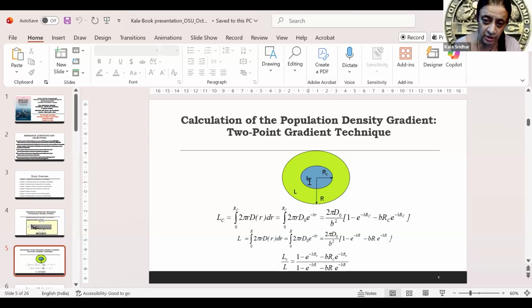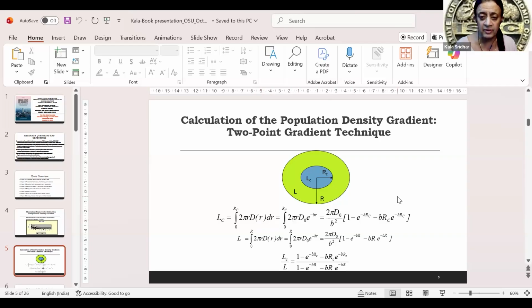LC is the population of the central city. L is the population of the metropolitan area. R is the radius of the metropolitan area. So assuming that we have a circular city and we extrapolate the circumference of a circle from geometry, which is 2 pi r, and we integrate over the density function, which is D(r) dr.